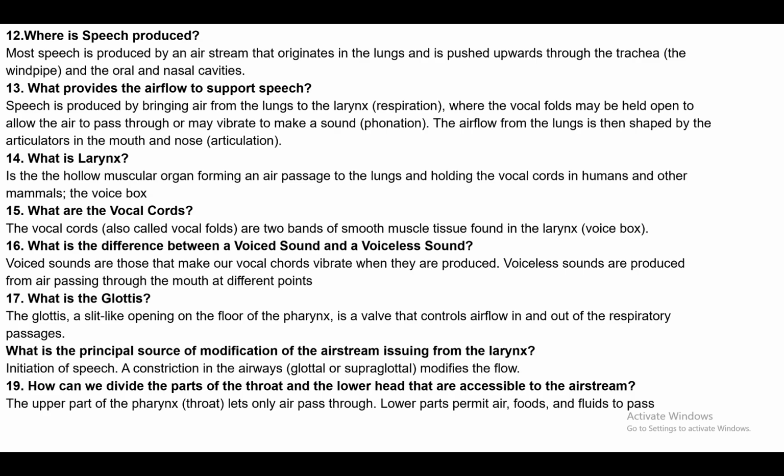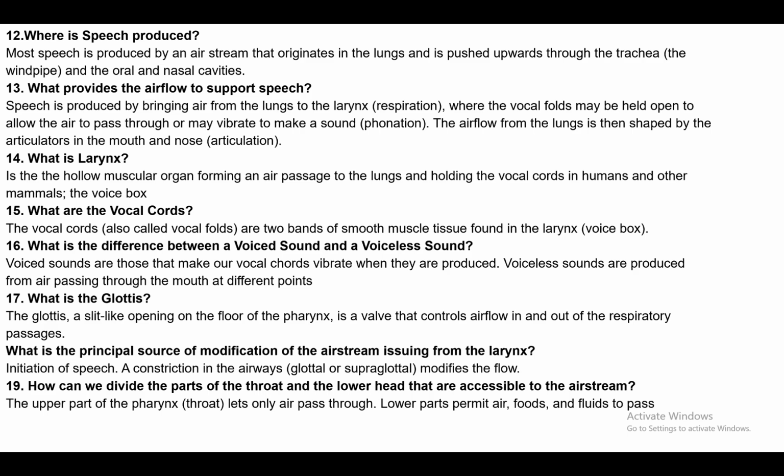What provides the airflow to support speech? Speech is produced by bringing air from the lungs to the larynx, which is respiration, where the vocal folds may be held open to allow the air to pass through, or may vibrate, which is phonation. The airflow from the lungs is then shaped by the articulators in the mouth and nose, which is articulation.